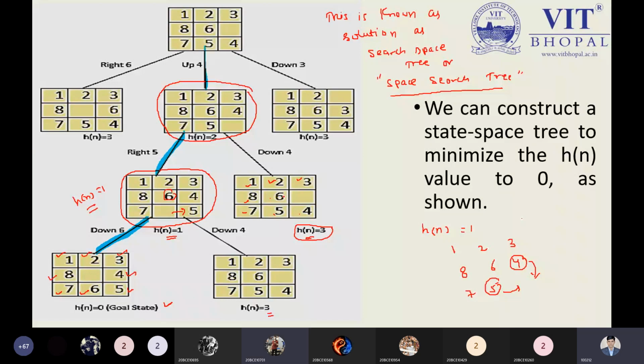No, sir, that's not my question. I don't have any doubt about hn. I am saying, sir, that if we are pushing 4 downside, then first we have to push 5 on the left side.